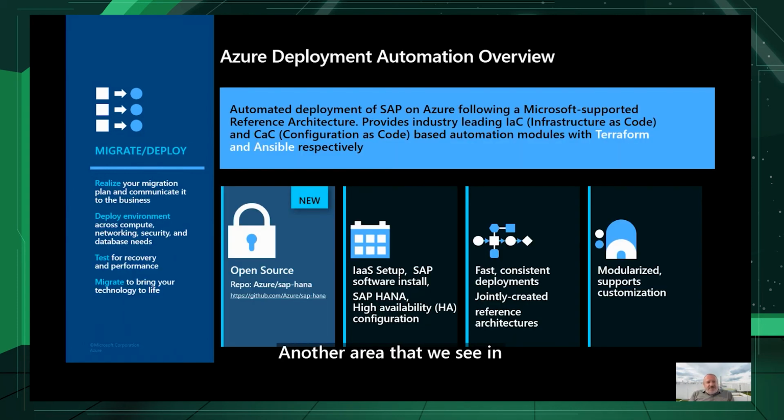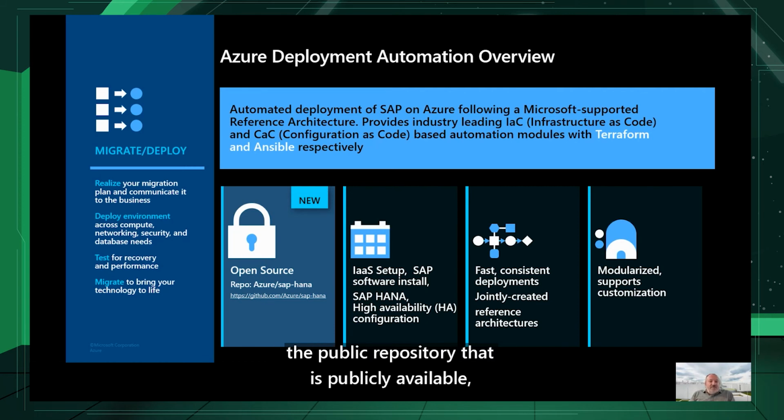Another area that we see in the migrate deploy is basically the deployment of the infrastructure, the installation of the SAP software that we want to simplify. So basically we are taking an approach of infrastructure as code and configuration as code, in the form of Terraform and Ansible, respectively.